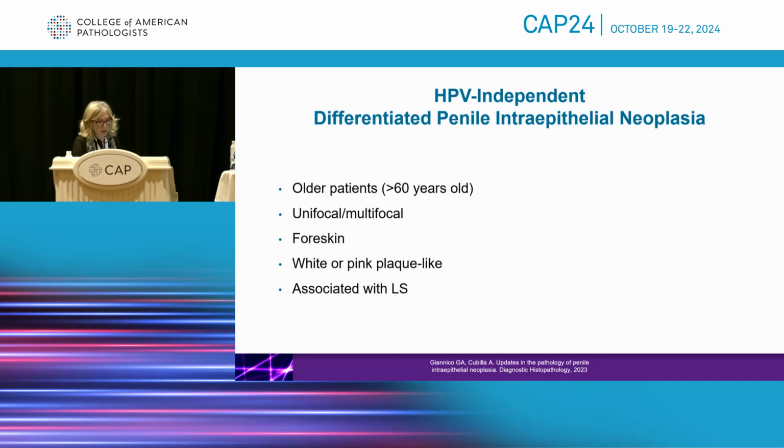As opposed to HPV-associated, HPV-independent PIN occurs in older patients and can also be unifocal and multifocal. It more likely occurs on the foreskin as opposed to the glans, and it looks more like white plaques as opposed to erythematous plaques, and it's more typically associated with lichen sclerosus.